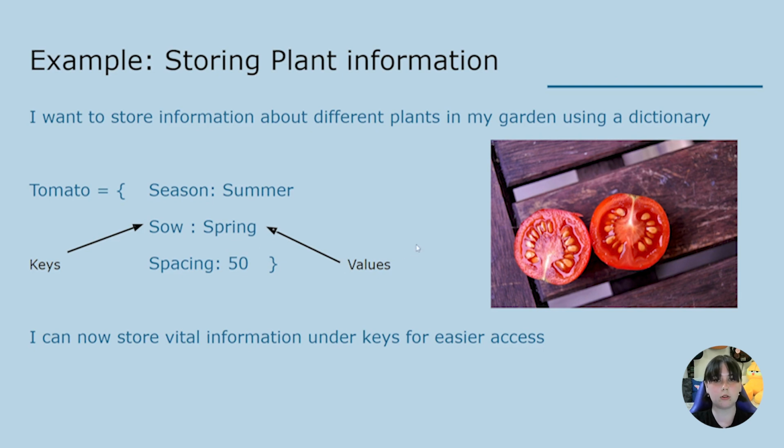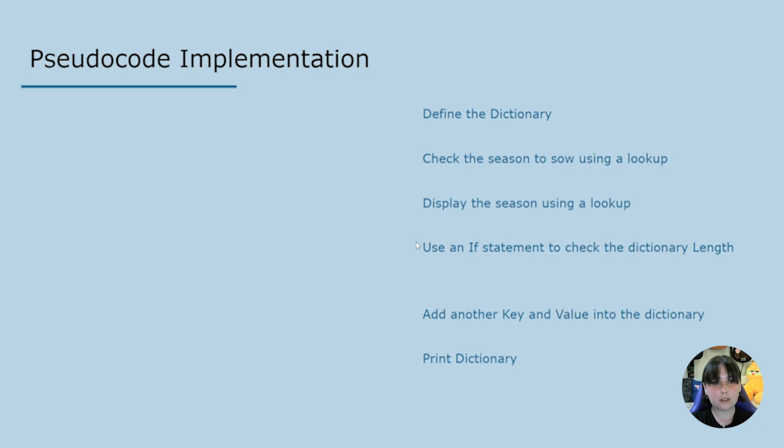Let's have a look at some pseudocode for doing this. So, defining the dictionary, just as on the last one: season summer, sow spring, spacing 50. You'll notice that you want to use the curly brackets on the outside and the same structure that we've just discussed, with colons and commas to separate the different values and the keys. To check the season to sow, we can look up the sow in tomato. And if we want to display something that we're looking up, then we can print. So if we print season in tomato, what it should give us is summer as an output.